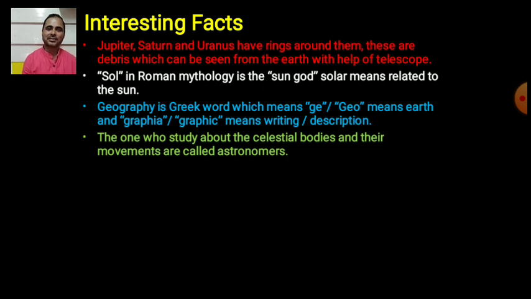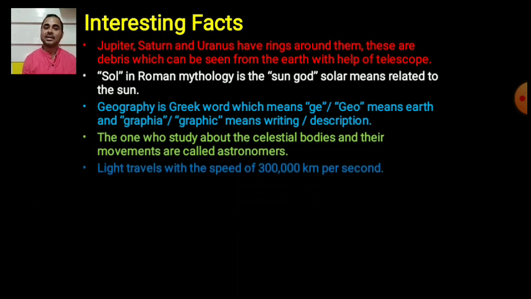The one who studies the celestial bodies. What are celestial bodies? All the shining objects in the solar system and their movement. The people who study them are called astronomers. Who are astronomers? Those people who study the celestial bodies and their movement, right? Okay, now come to another interesting fact.